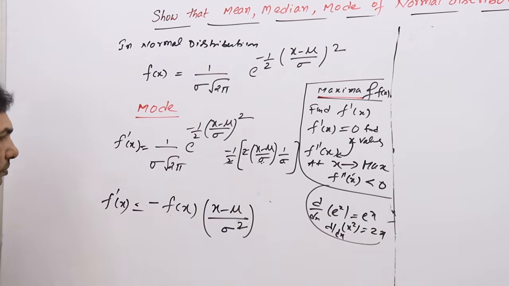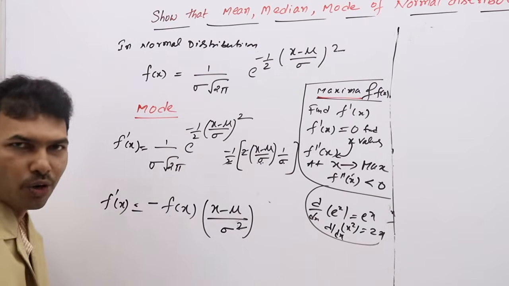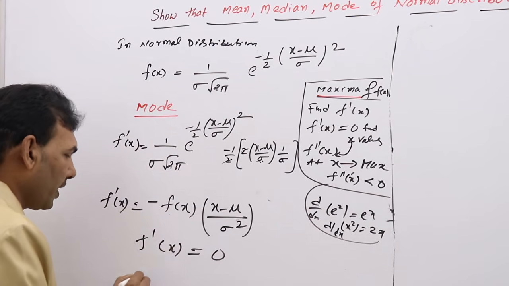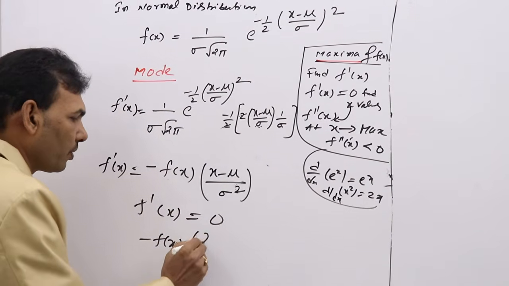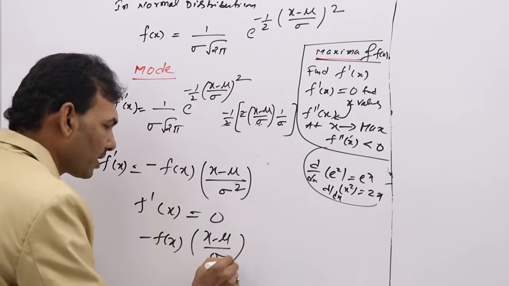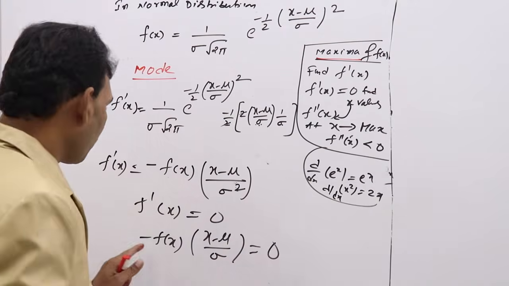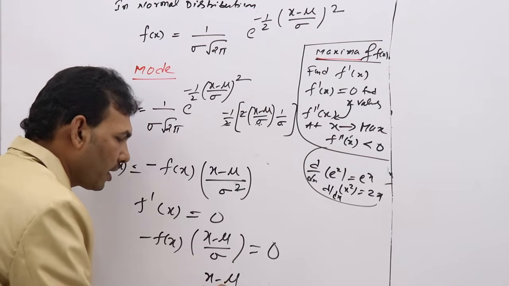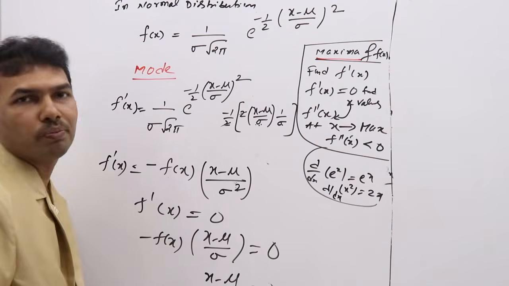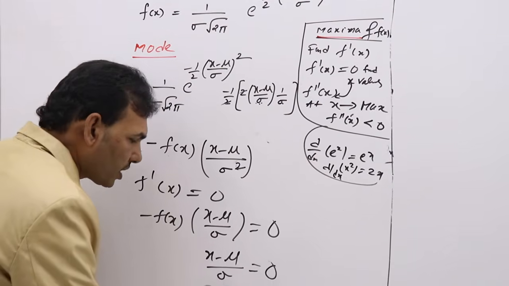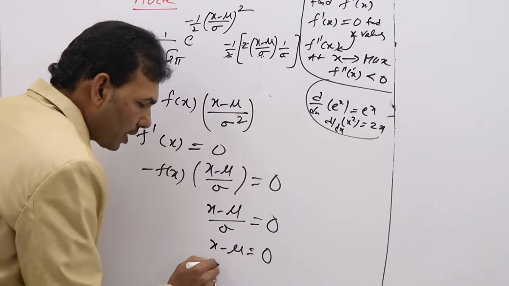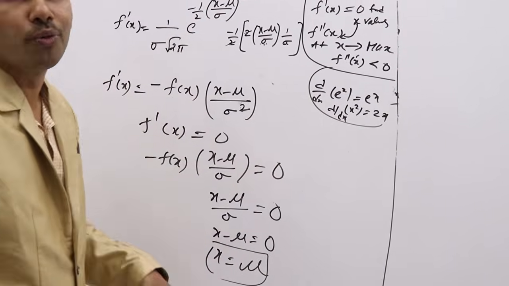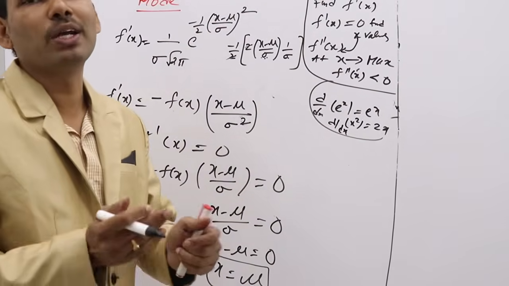Now we need to equate this one to 0. F dash of x equals 0. That is minus f of x into x minus mu by sigma equal to 0. If you send that f of x to 0, that becomes 0. Now what you have is x minus mu by sigma equal to 0, so x minus mu equals 0, x equals mu.